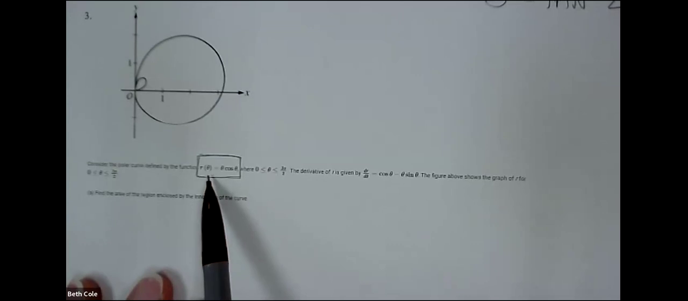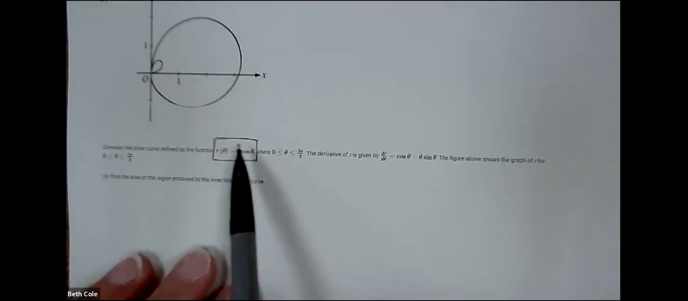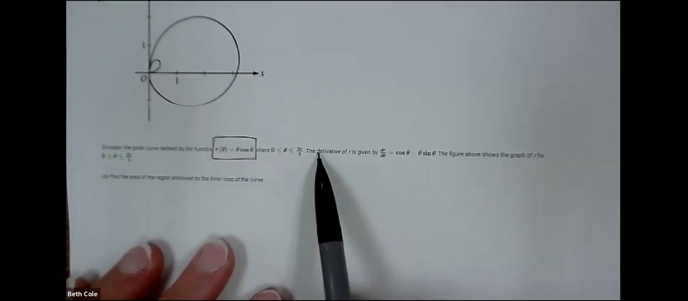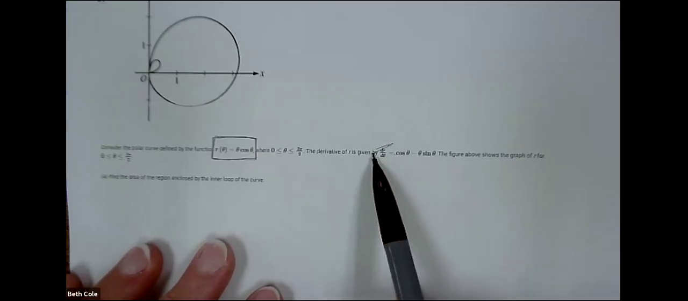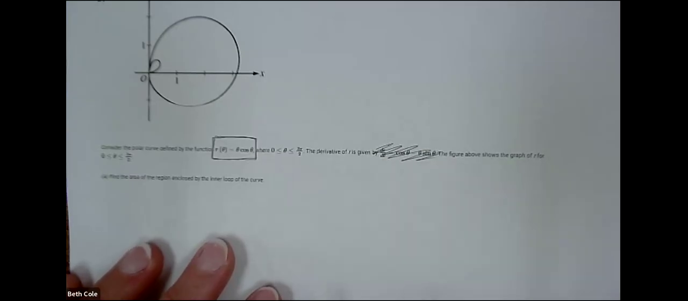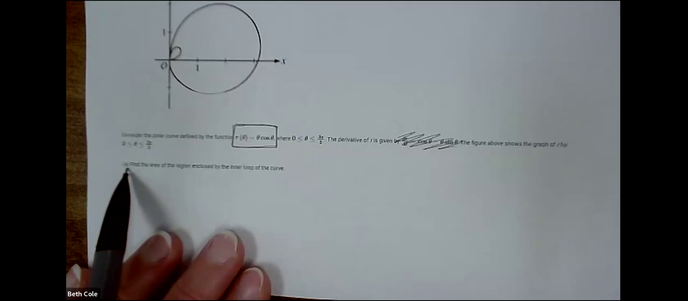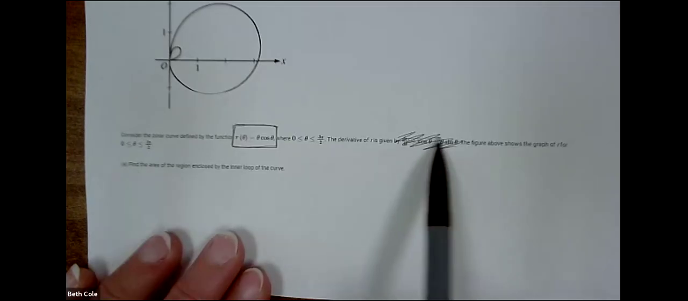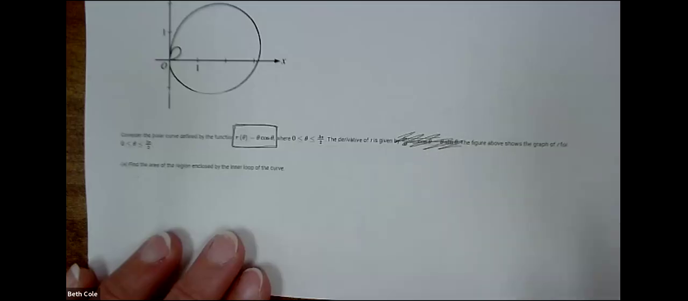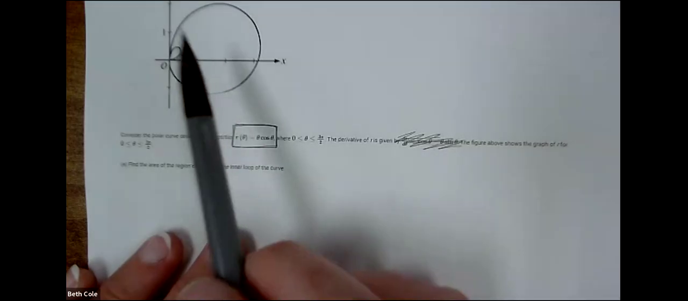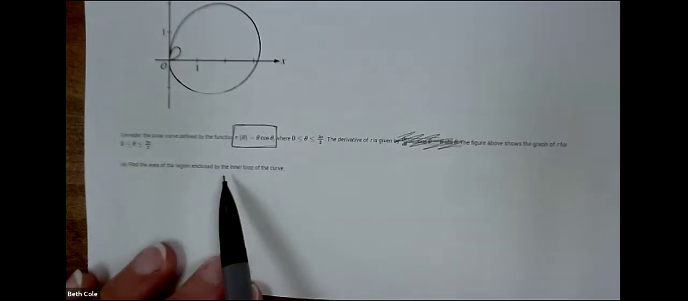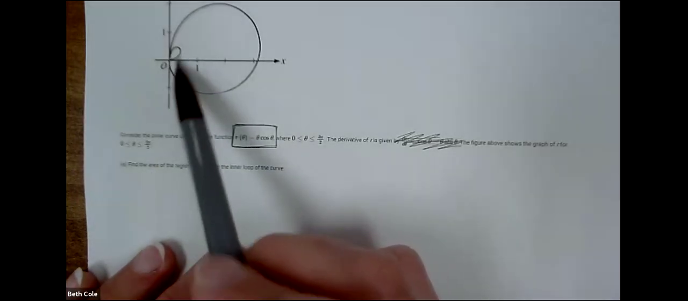All right, so for this one, here is our equation. You can put a box around that or circle around it. It says the derivative is given by this. We don't need that for the problem we're going to do. Do you see how it's just part A? I pulled this from a free response question, and you would have needed that for parts B, C, D, but we're not going to do those, so you can get rid of that. And they gave us the graph right there. We want the area for the inner loop.